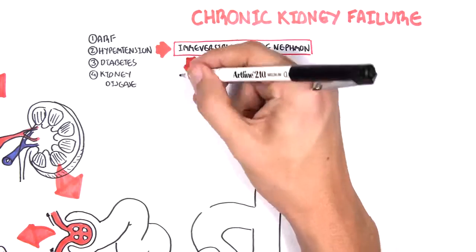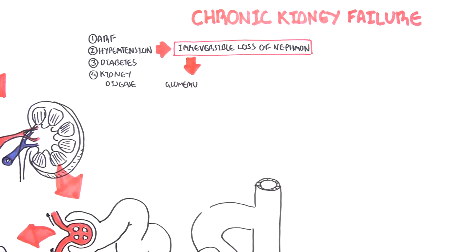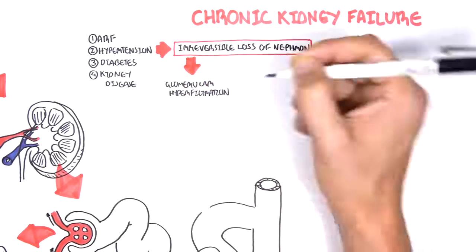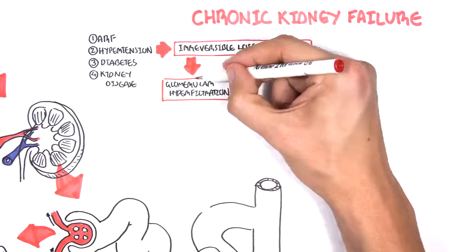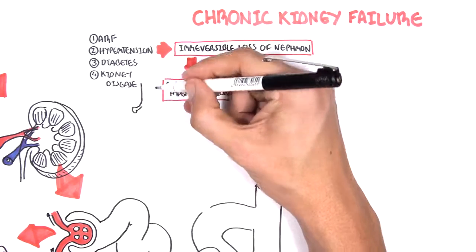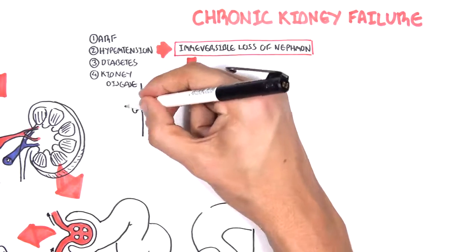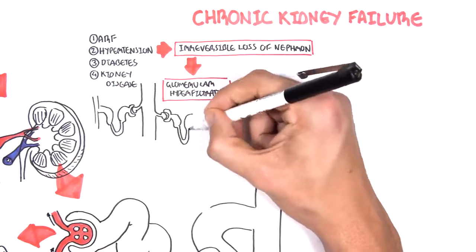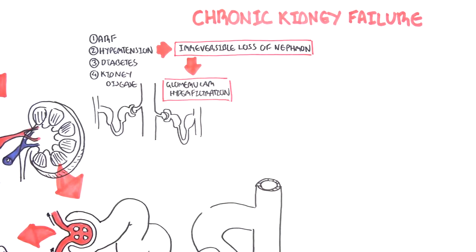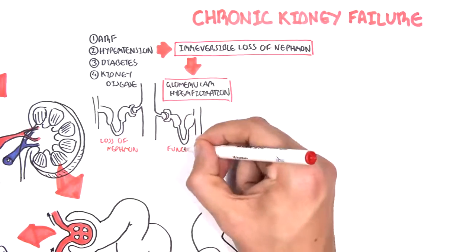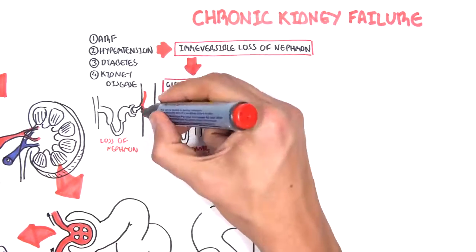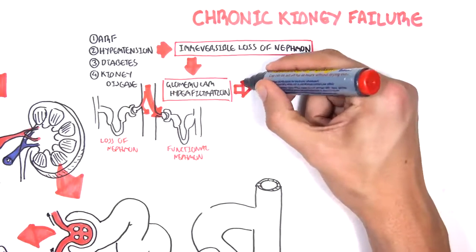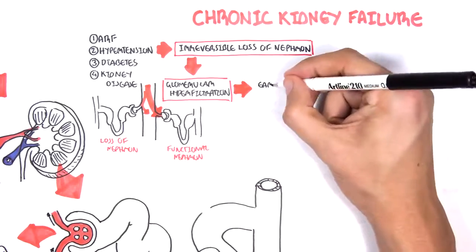So when you have loss of nephrons in the area, the blood flow will shift to nephrons that are still alive and working. This leads to glomerular hyperfiltration. So let me draw it out. For example, here's a dead nephron, essentially loss of nephron, and here is a functional nephron. The blood flow will shift to the functional nephron, leading to glomerular hyperfiltration. There'll be more blood flow.